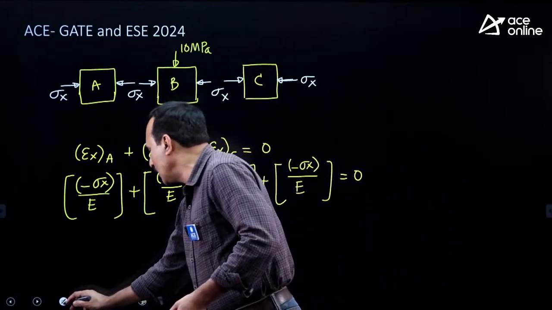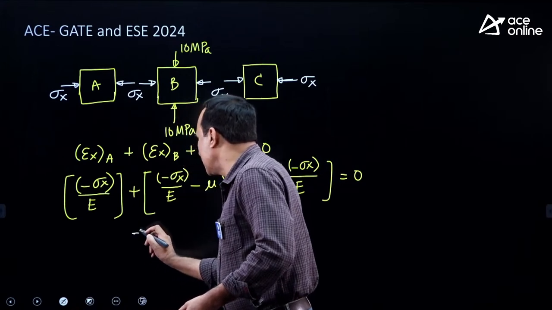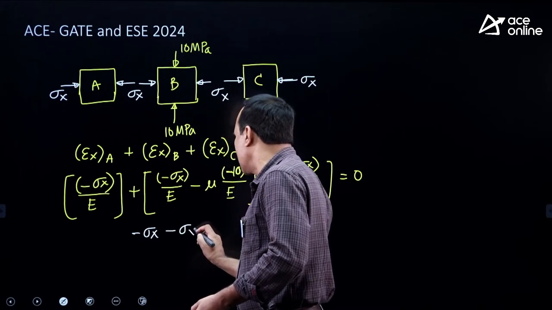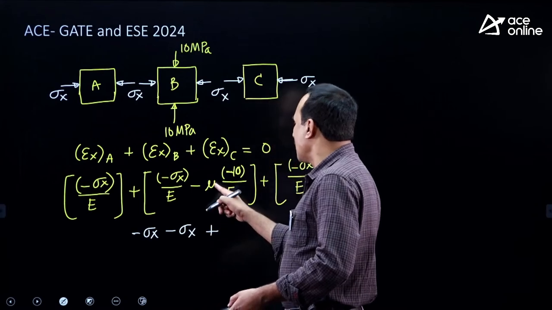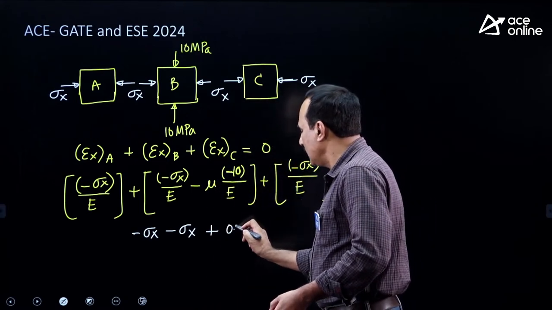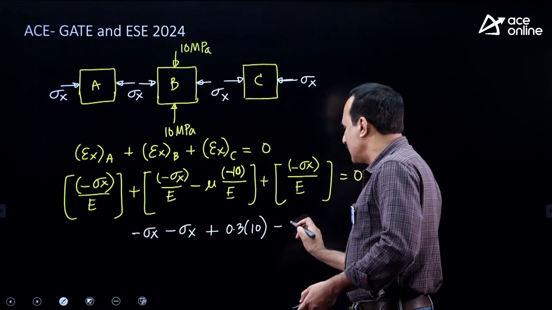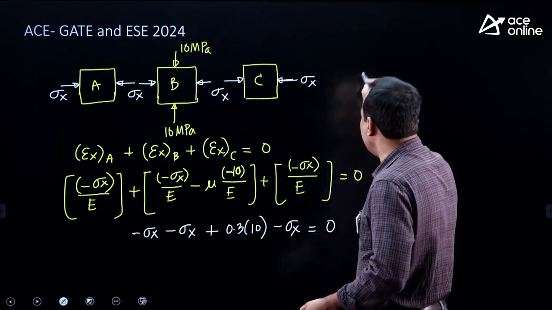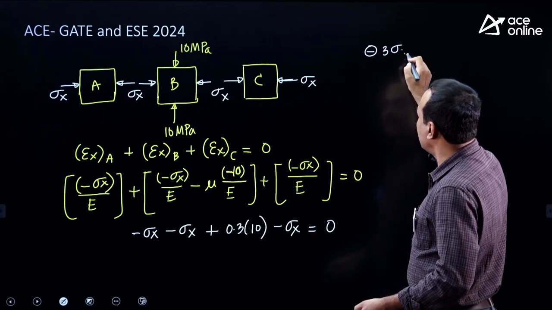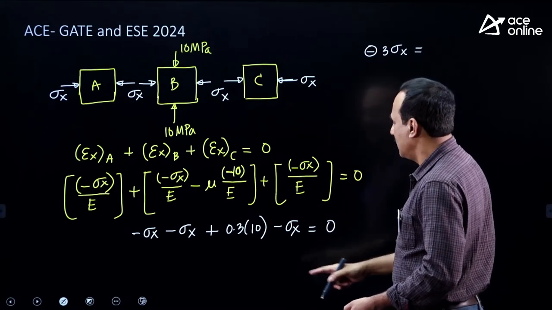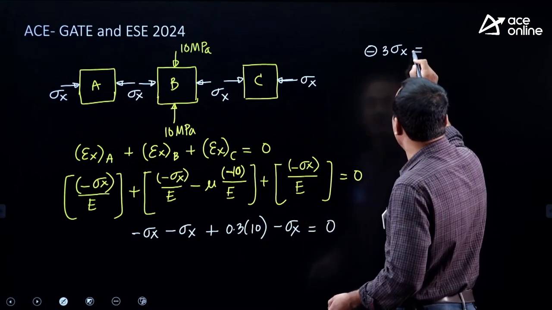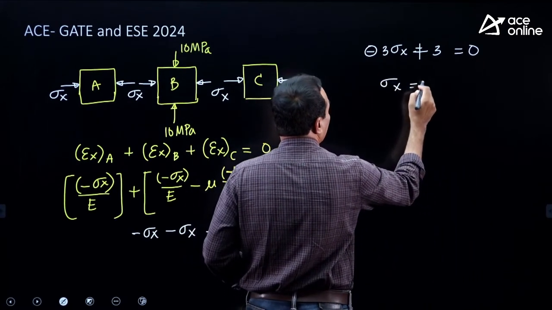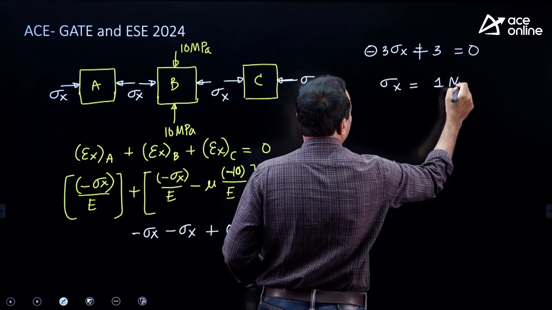So if you simplify, it will be minus sigma x. Here also minus sigma x. Minus of minus is plus. Mu is 0.3 given, so 0.3 into 10, and minus sigma x is equal to 0. So minus sigma x, minus sigma x, minus sigma x is minus 3 sigma x, plus 0.3 into 10 is 3, is equal to 0. Now sigma x, if you take to the other side, is 1 megapascal.